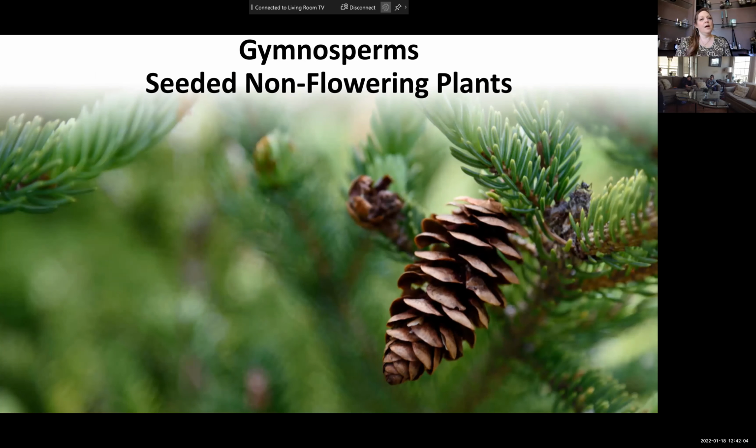So now we have our next thing in our line of evolutionary progression. We have gymnosperms. And those of you who did middle school biology with me might remember that I said, if you remember, Jim likes ice cream cones, Jim likes cones.